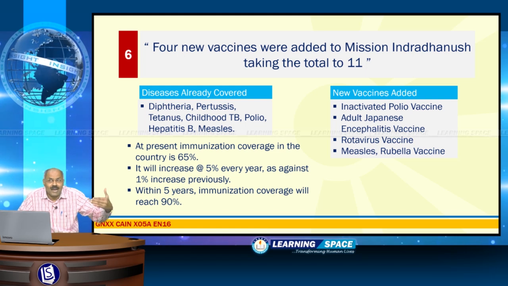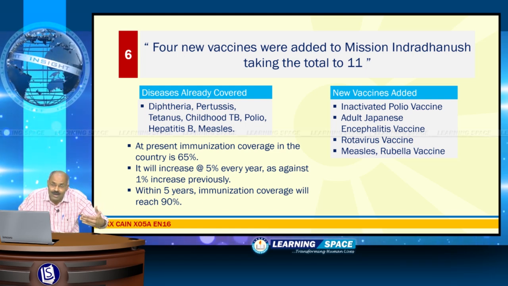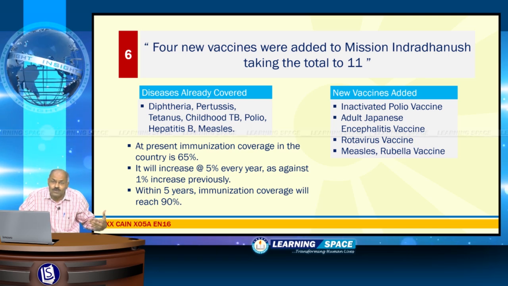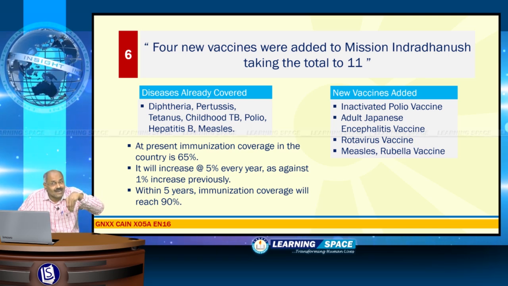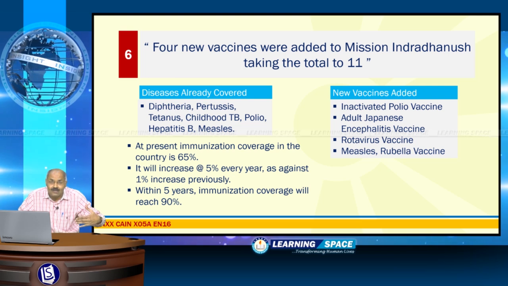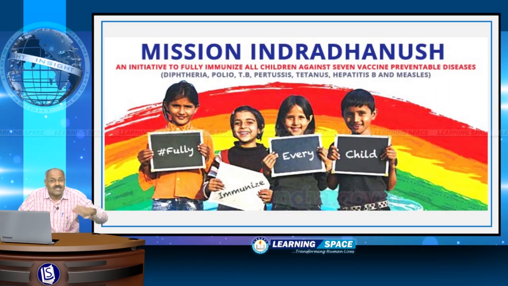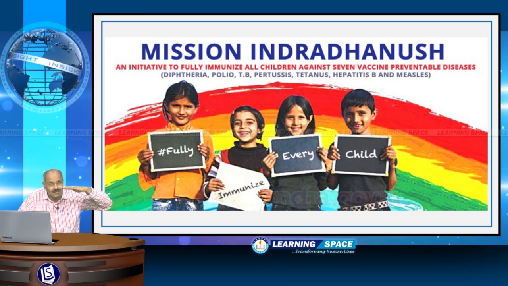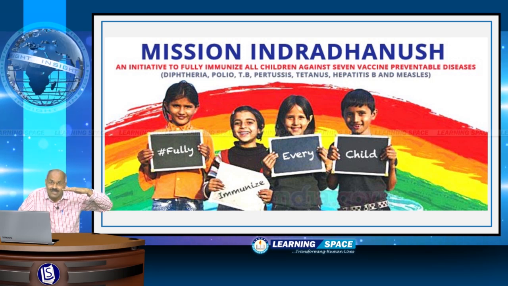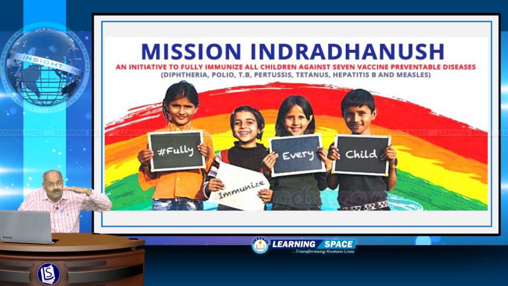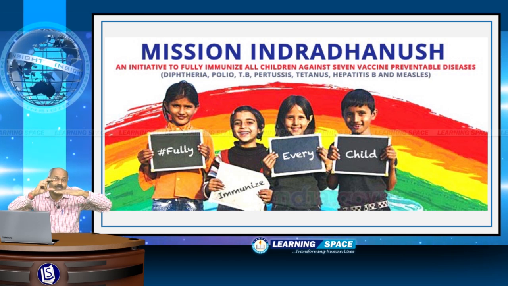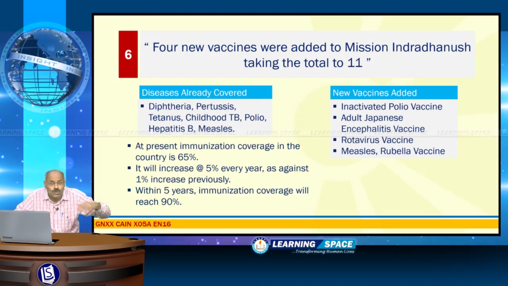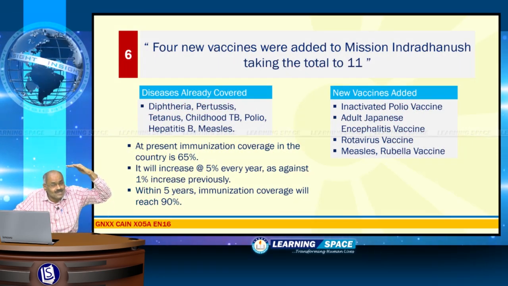4 new vaccines were added to Mission Indradhanush, taking the total to 11. This Mission Indradhanush was launched with a view to increase immunization coverage. In our country, the immunization coverage is just 65%. And the government's intention is every year it should be increased by 5%. And within 5 years, the immunization coverage should reach 90%.